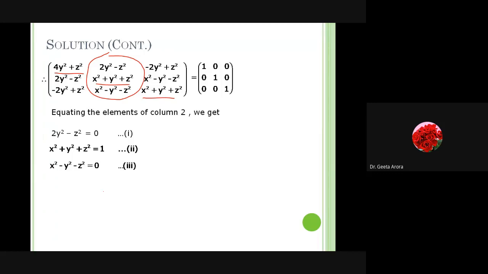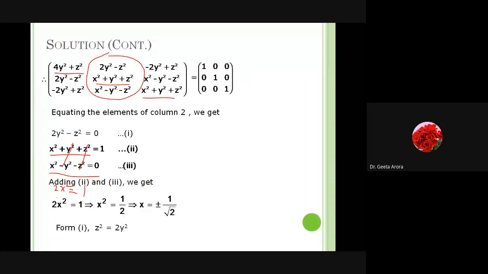Here x square is positive and these two are negative, so if we simplify it, we cancel these two. What we get is 2x square, so 2x square is equal to 1. From here we obtain the x value as plus minus 1 by root 2. Correct? So this is the first value we are getting. And from the first equation, we can say z square is equal to twice of y square.